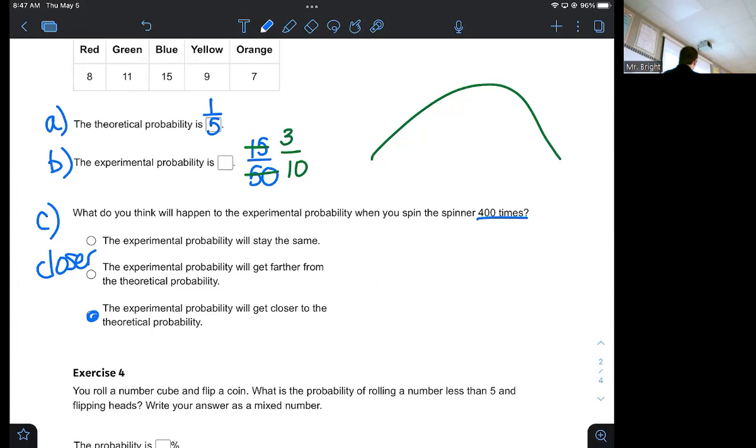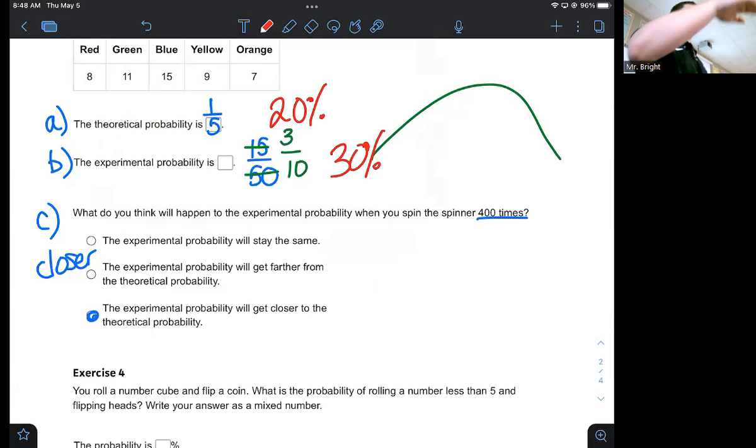So right now we're at 1/5, which is the same as 0.2. So we're at 20% right now. We have a 20% chance of getting blue, and then we actually got it 30% of the time, 3/10. And so what I'm saying is going to happen is if you spin 400 times, it's not going to be 30%. It's going to come back down closer to what it should be. And the other numbers are going to come back up closer to what they should be, which is also 20%.